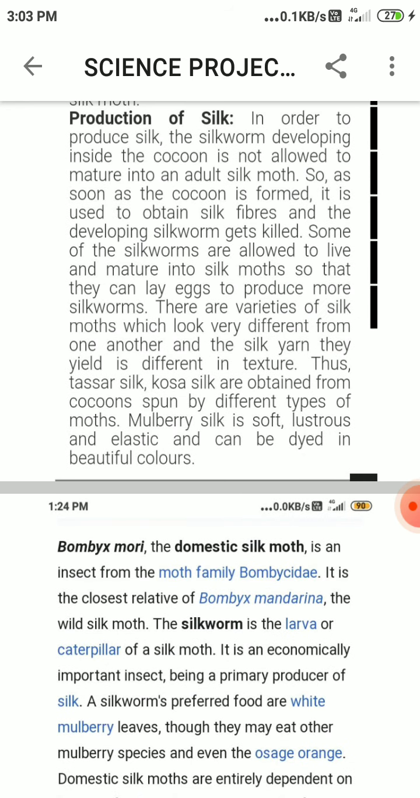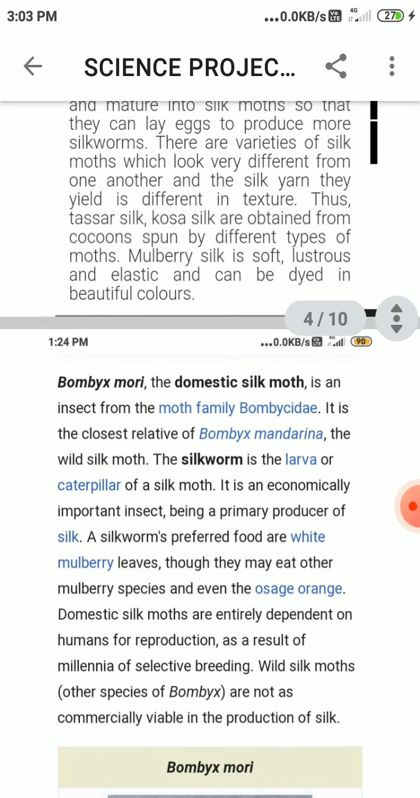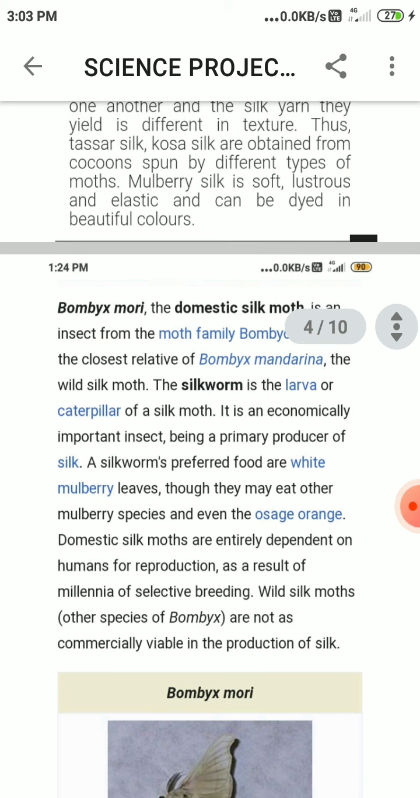Mulberry silk is soft and can be dyed in beautiful colors. Bombyx mori is the domestic silk moth. It is an insect from the moth family Bombycidae. It is the closest relative of Bombyx mandarina, the wild silk moth. The silkworm is the larva or caterpillar of a silk moth. It is an economically important insect, being a primary producer of silk.